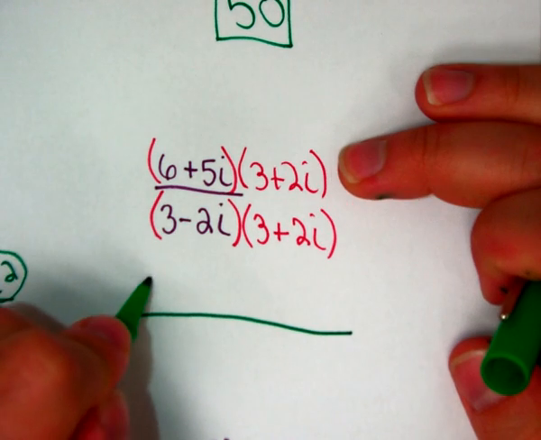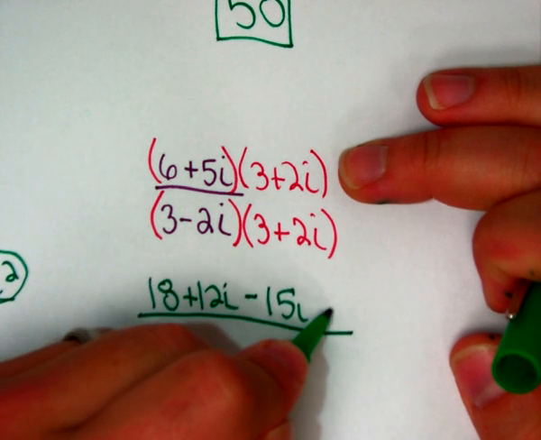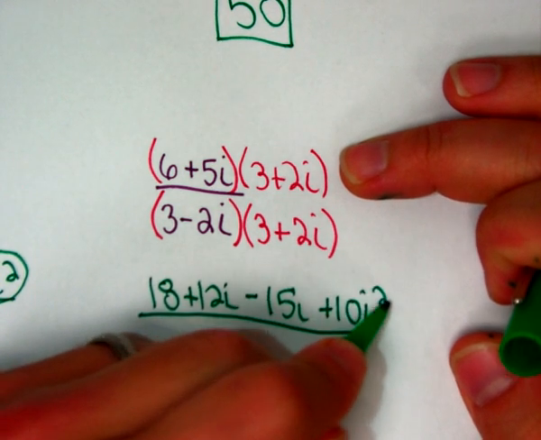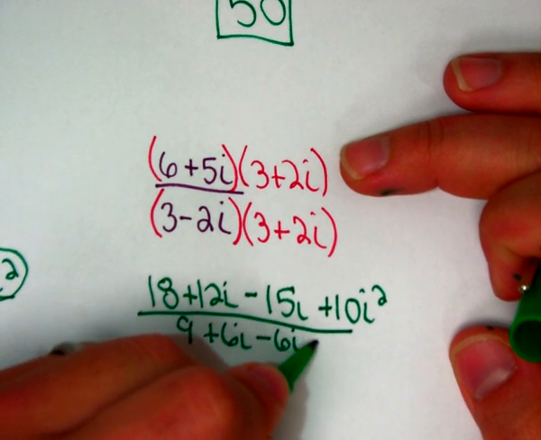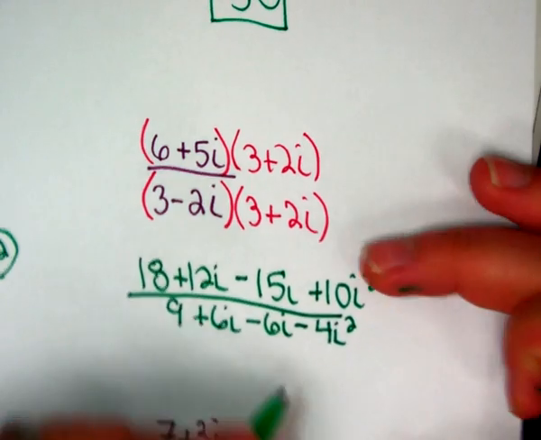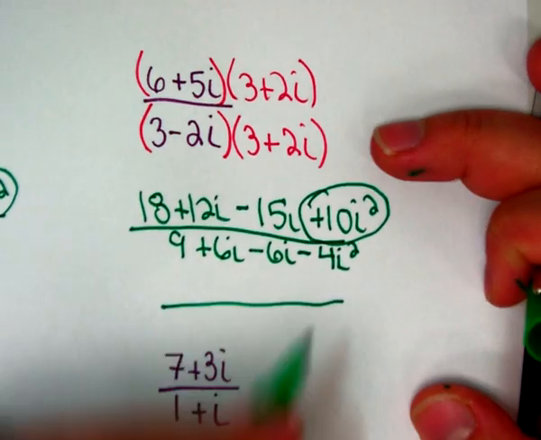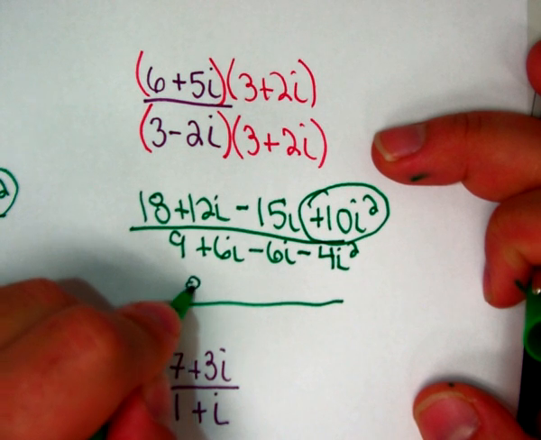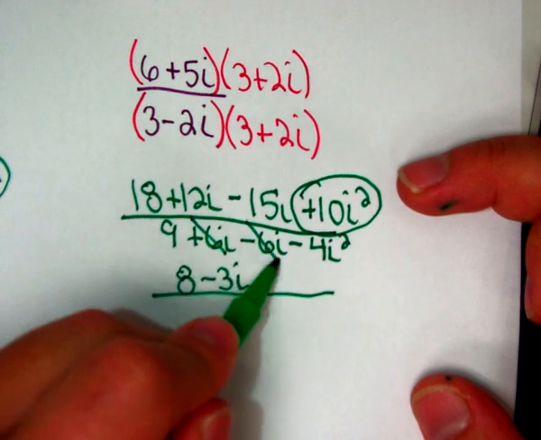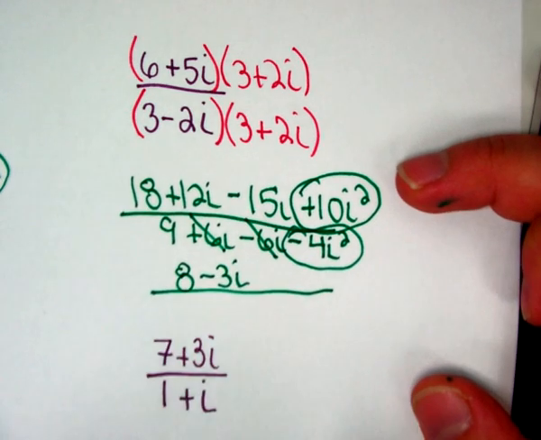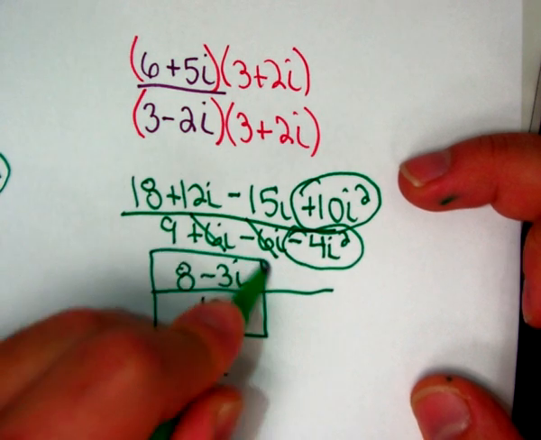We get 18 plus 12i minus 15i plus 10i squared. And this will be 9 plus 6i minus 6i minus 4i squared. Okay? This will become, the positive 10i squared is the same as a minus 10. So we have 18 minus 10, which will be 8. And we have minus 3i. 9 plus 6i minus 6i, these will cancel. The negative 4i squared is a positive 4. So 9 plus 4 means that we have 13. So we have 8 minus 3i over 13.